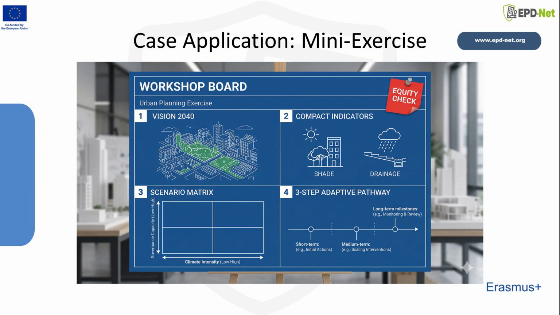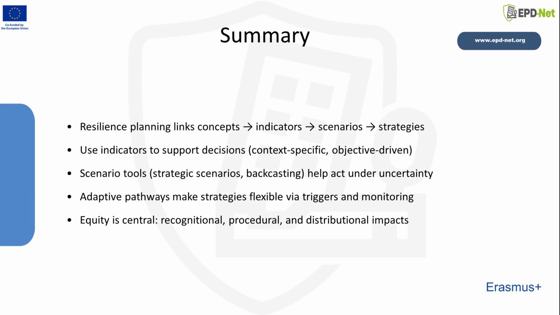technical model. The main takeaway from topic 4503 is that resilience planning works best when it links concepts, indicators, scenarios, strategies, and equity in one coherent process. Resilience, vulnerability, and adaptive capacity provide the conceptual base. Frameworks and indicators make those concepts measurable in specific places. Scenario approaches help planners think beyond one forecast and act under uncertainty. Backcasting and adaptive pathways then help convert visions into sequenced decisions, while monitoring keeps those decisions responsive over time.